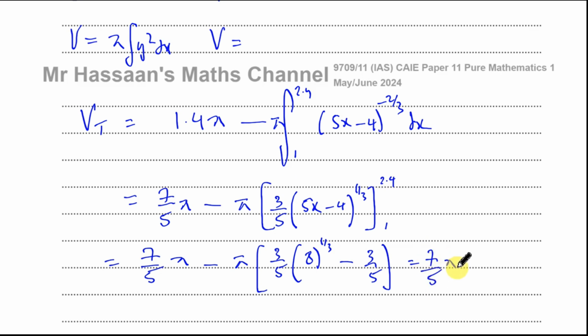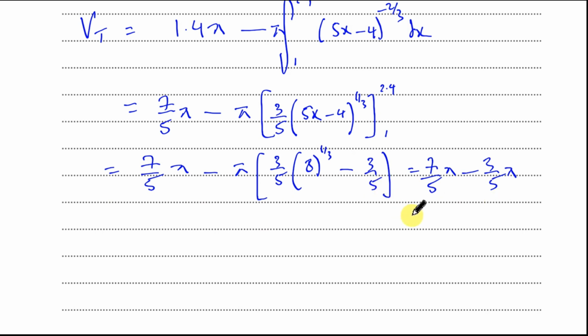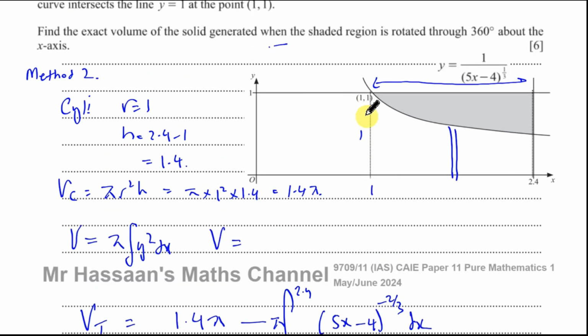So 7/5 pi minus, so this is 6/5 minus 3/5. That's 6, because 3 times 2 is 6. 6/5 minus 3/5 is 3/5 pi, which gives us exactly the same answer, which is going to be 4/5 pi units cubed. Right? So I've shown you 2 different methods of doing this.